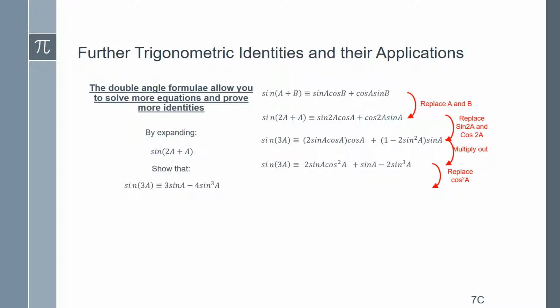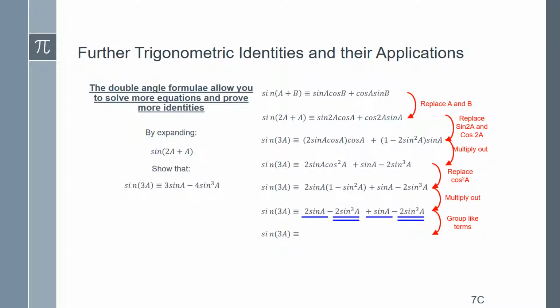Replace cos squared a. We don't want any cosines in our final answer. Often in an exam, this will be worth a mark. As soon as you get to the point where you've successfully got it all in terms of sine something or another, that's often where a mark crops up in the exam. So instead of cos squared a, 1 minus sine squared a. Now it's just a case of multiplying out and tidying up. Group the like terms. There they are, underlined and double underlined. 3 sine a minus 4 sine cubed a, as required.